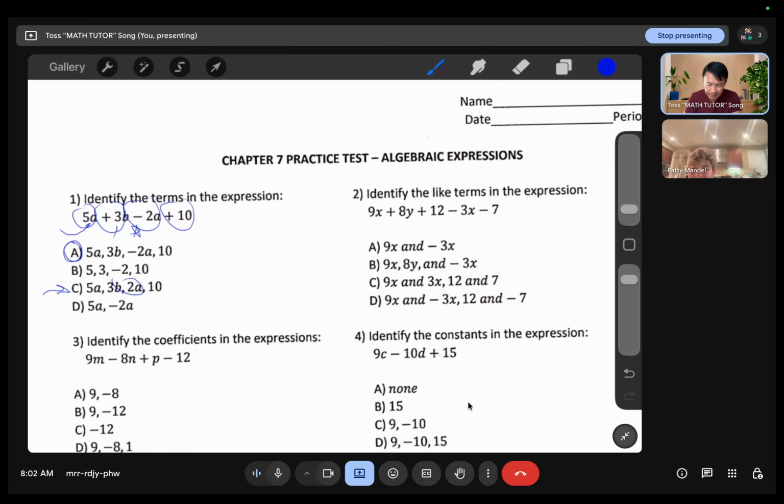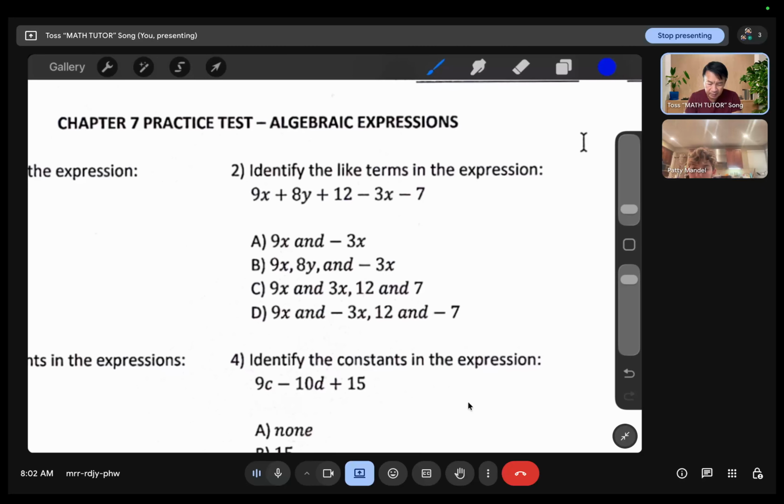Okay, what about this one? Let me see. Identify, same thing, terms. Okay, so I think you can tell that all of them, so it should be D. Let me double check there. Right, 9. Oh, where's the 8? Oh, wait, am I reading this wrong? Identify like, I'm sorry, like terms.